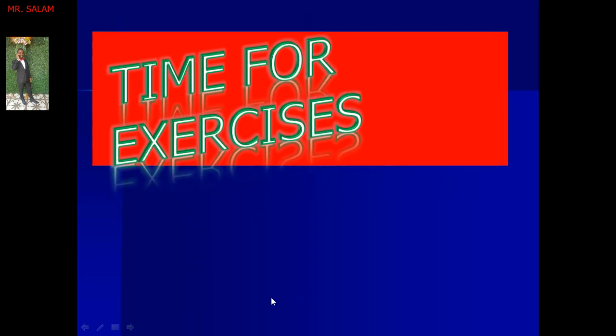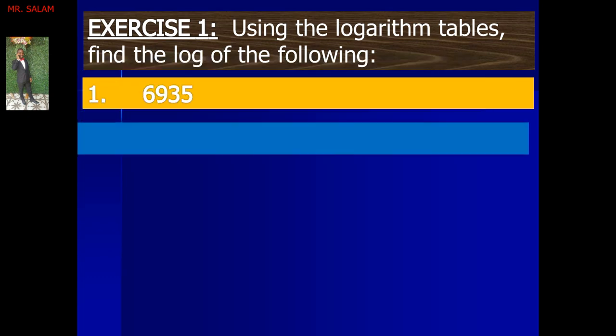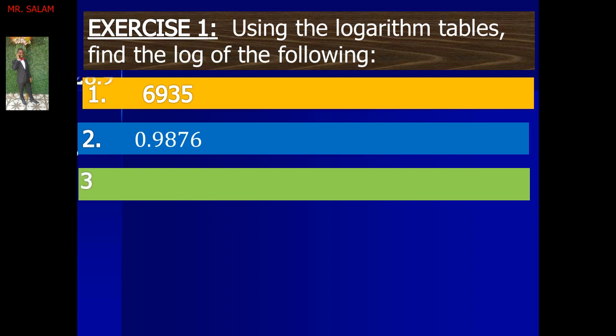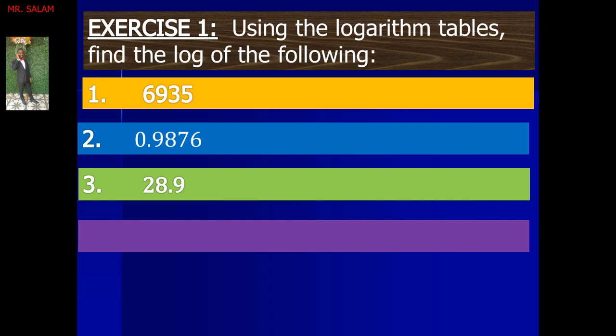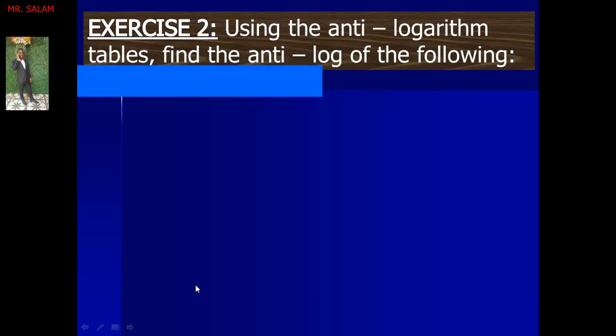So now time for exercises. Let's look at these exercises. Exercise 1, using the logarithm tables, find the logarithm of the following. Number 1, 6935. Number 2, the logarithm of 0.9876. Number 3, the logarithm of 28.9. Number 4, the logarithm of 0.0065. And number 5, the logarithm of 3.098.